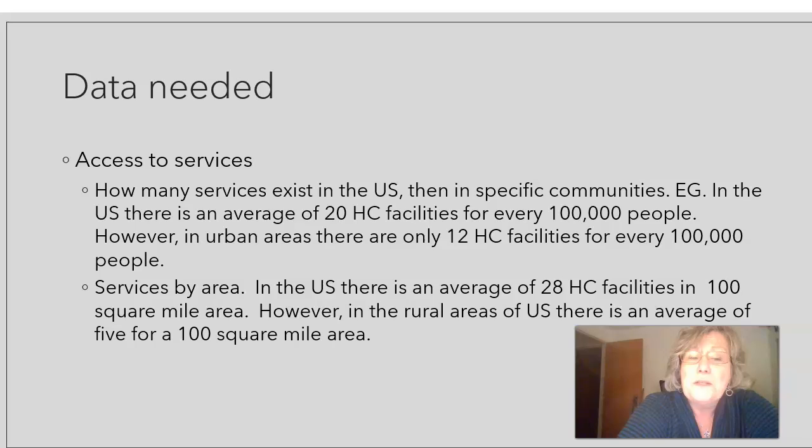Then you can also do it by geographical area, and the data are reported in both ways when you're talking about access. So one way you could say it is in the US, there is an average of 28 healthcare facilities in 100 square miles, but in rural areas of the United States, there's an average of 5 healthcare facilities for 100 square miles. Again, the numbers are very clear. So this is another way to show disparity when you're talking about access.